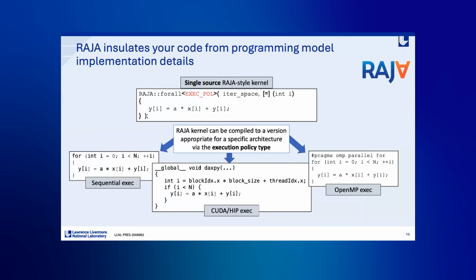So this is what happens when we use different execution policies highlighted in red within a Raja for-all. The Raja for-all will be compiled to a version of code that matches the architecture of the execution policy. So for example, on the left, a sequential policy will be compiled as a normal C or C++ for loop. In the middle, a GPU policy will be compiled to a GPU-specific blocking and threading. And on the right, an OpenMP policy will wrap a for loop with the proper OpenMP pragmas.